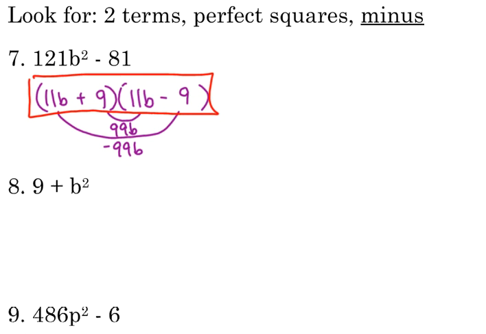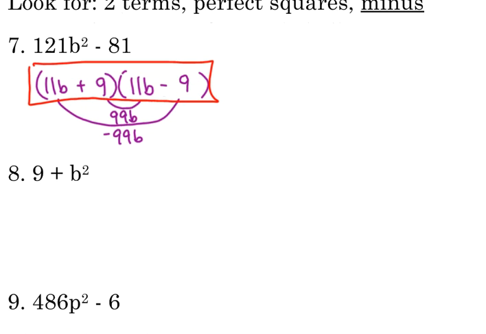All right, number 8. Is number 8 the difference of perfect squares? No, it's not. They are perfect squares. There's only two terms, but there's a plus sign in between. So this is not factorable. You got to look out for stuff like that. If it is a plus sign right there, it is not factorable. If you have perfect squares, but there's a plus, not factorable.